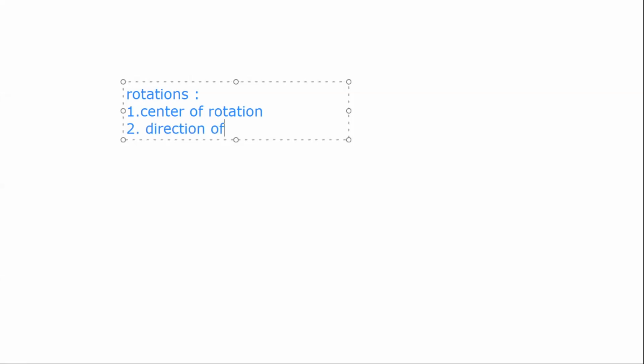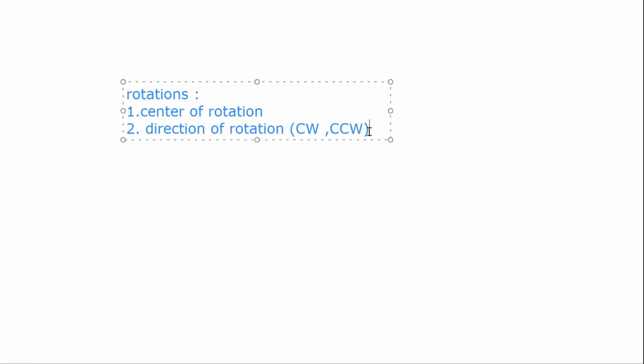First of all, what is my center of rotation? I have to identify and understand where my center of rotation is, the fixed point that I was talking about. The second thing is the direction of my rotation. And we said how many directions we have? We have two: either clockwise, when you are moving with the clock, or counterclockwise, when you are moving against the clock. The third thing that you need to find is your degree of rotation.